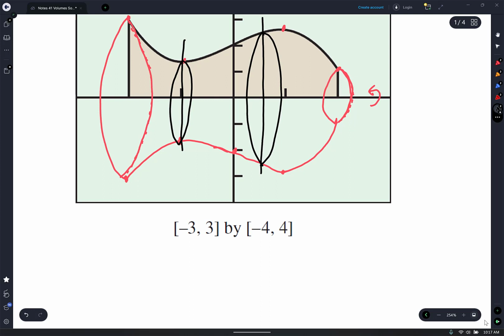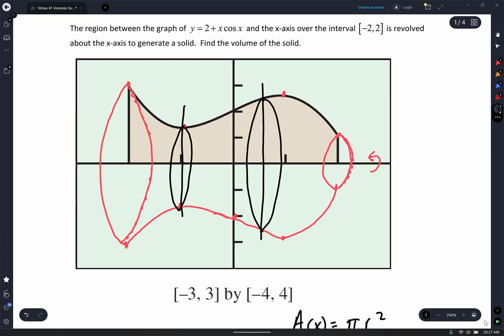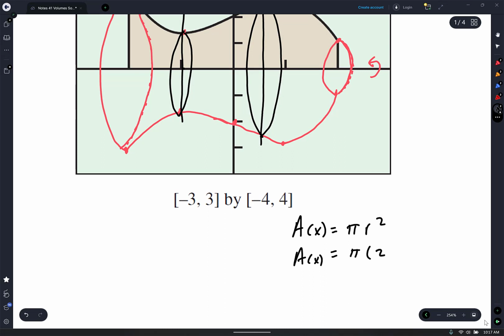So here's my cross-section. Sorry, area. What is the area of a circle? Sorry, guys. Pi r squared. Well, if I do this in terms of x, A of x equals pi, and then my radius is the distance from the center all the way to that curve, right? Well, the center is on the x-axis, and that curve happens to be 2 plus x cosine x. So pi times (2 plus x cosine x) squared. Do you guys see that?